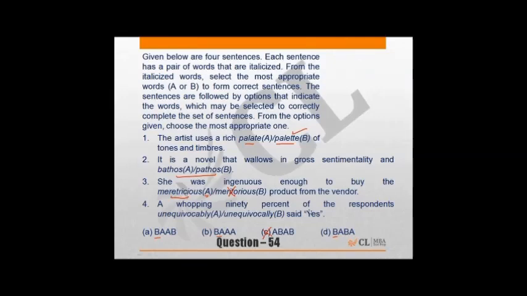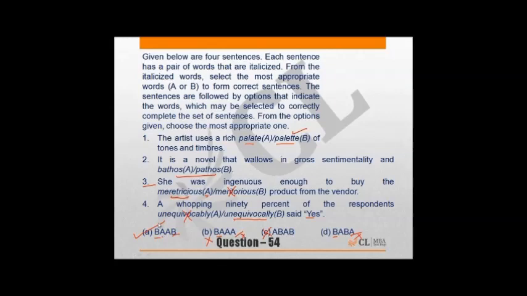Statement 4. A whooping 90% of the respondents equivocally or unequivocally said yes. It has to be unequivocally, sorry. Equivocal is speaking in two directions. That means not being sure. When you are being unequivocal, you are 100% sure, you are confirmed. So 90% said yes unequivocally, so without any doubt. So for statement 4, the correct answer has to be B. A is incorrect. Since this is not B, it is incorrect on account of this one. This is also incorrect. Then this is the only one. And incidentally, statement 3, meretricious, A is also yes. Correct answer, choice A.